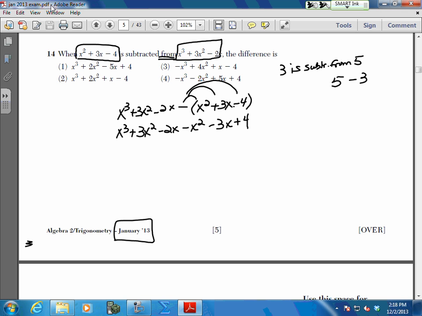Now, collect your like terms. You've got an x cubed. You have a 3x squared minus a 1x squared. You have a 2x and a negative 3x. And then you have a plus 4. So that should be your first answer.